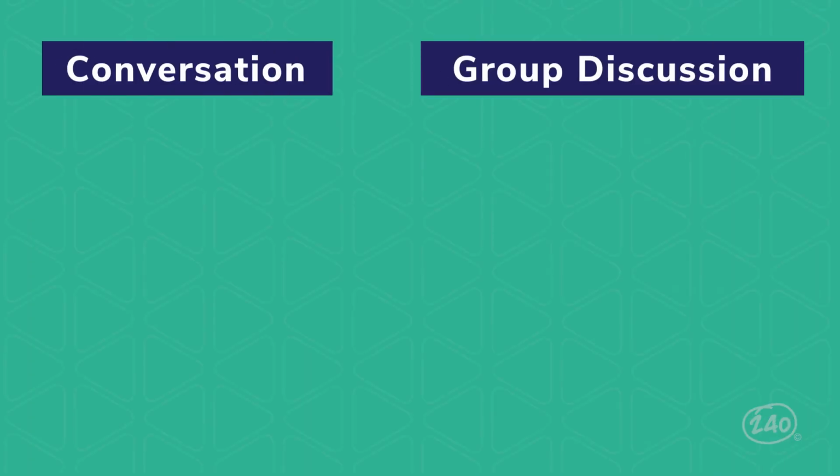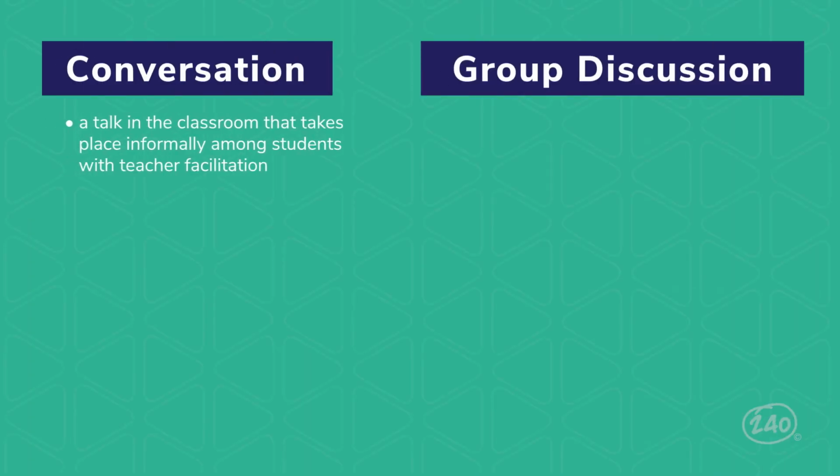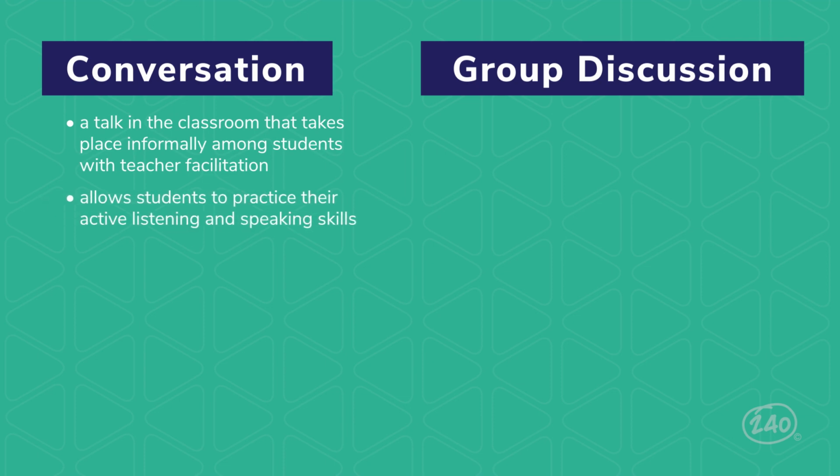You'll need to understand the different forms of oral communication and how to foster listening and speaking skills in the classroom. I'm going to go over 3 kinds of oral communication. It's possible that a student who excels in one form struggles with another. That's why it's important to provide a variety of experiences in your class. Of course, conversation is one form of oral communication. Students talk to one another, and the talk is facilitated by the teacher. This allows students to practice their active listening and speaking skills as they engage with one another.